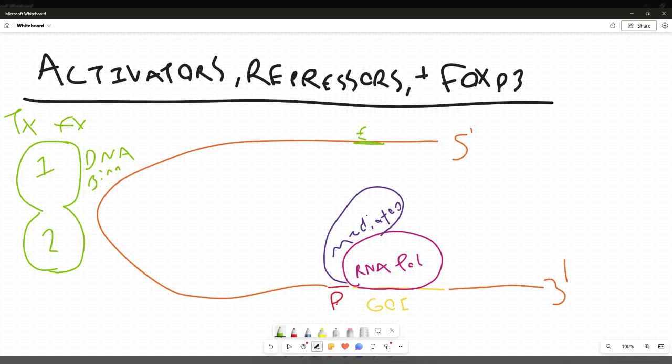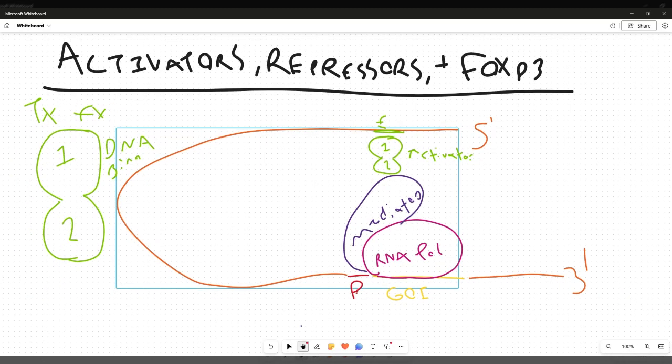So, if you look over here in the middle, I've got a little sequence of DNA called an enhancer. Now, enhancer is just a strip of DNA that is complementary to the DNA binding domain of an activator protein. So here's 1, 2. This is an activator. Your enhancer is usually upstream of your gene of interest.